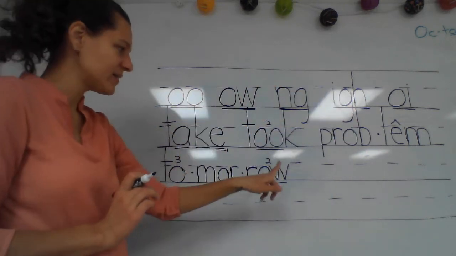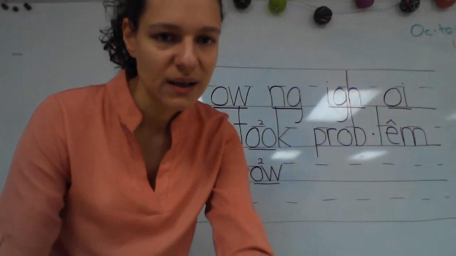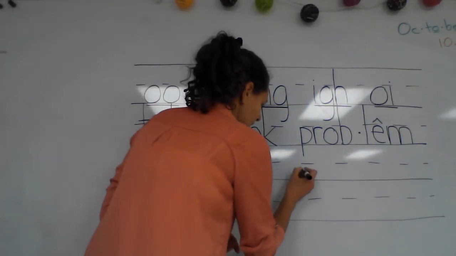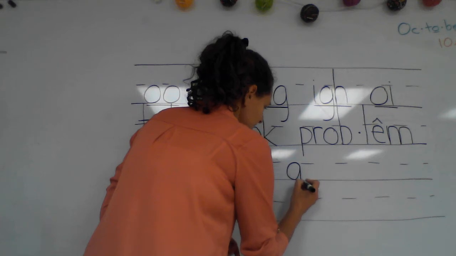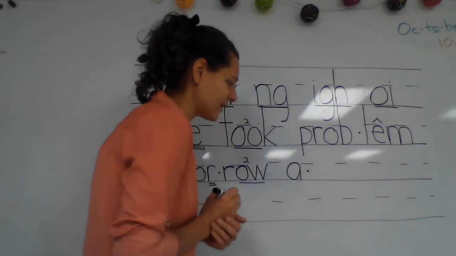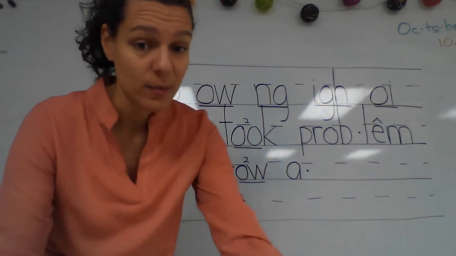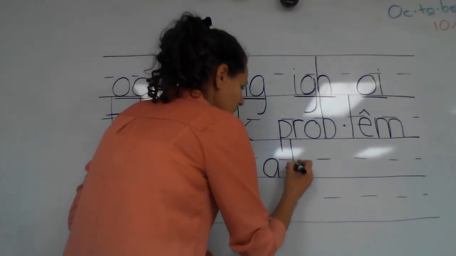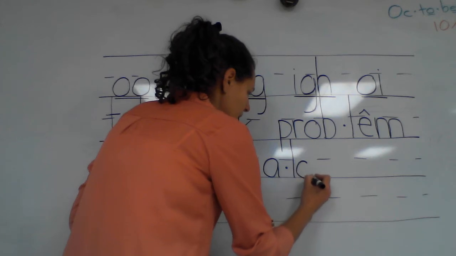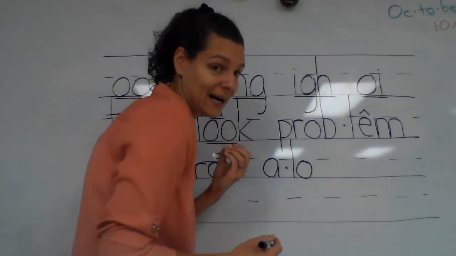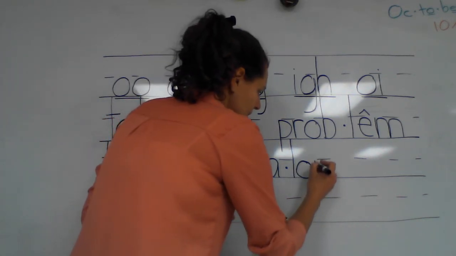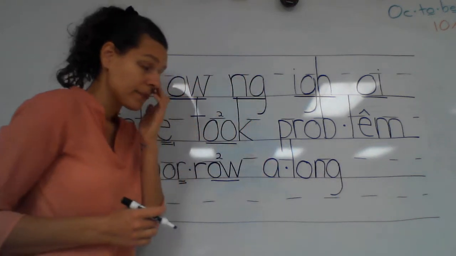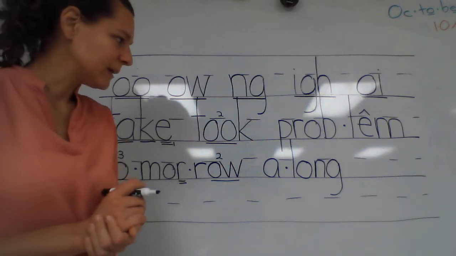All right, put your finger under the first phonogram in that word you just wrote. What is it? Good. A. And class, what kind of syllable is that? Good, an open syllable. Then we need our syllable break. What's next? Good. O. Good. And good. All right, make sure yours looks like mine.